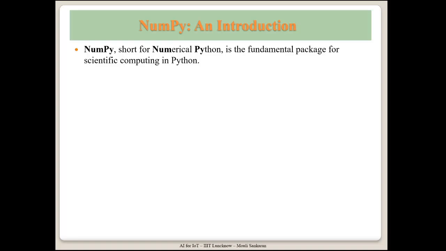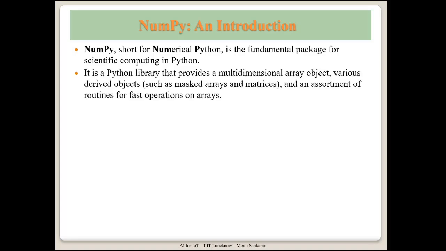So NumPy is a short form of numerical Python, a fundamental package for scientific computing in Python. So we need to use this in Python. It's a library for creating multi-dimensional array objects, and there are some derived objects also which you can create, which are called matrices or masked arrays. I'll talk about masked arrays maybe down the line. If you're already aware, it's okay. Otherwise, we will just touch upon that.